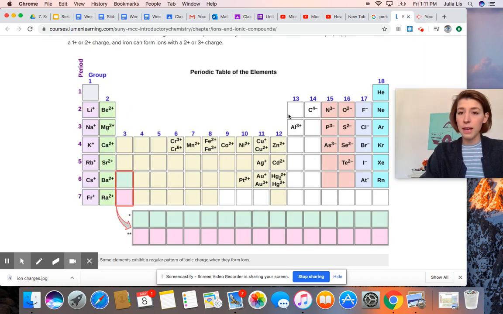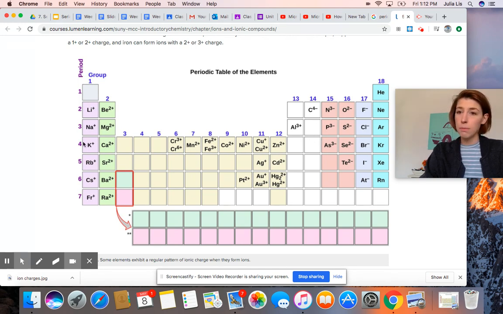Metals are going to be everything that's below this invisible staircase here to your left. So everything in group number 1 all the way to group number 13. Aluminum is a metal. It's the only exception that's not what we call a metalloid, which is an element that has both properties of metals and nonmetals. And then all your nonmetals are going to be above this invisible staircase to your right. Okay? So you need to know everything to your left of the staircase.